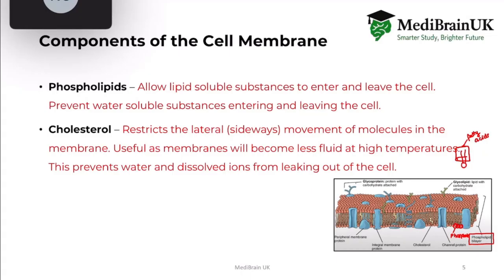Okay, so those are two important components of your cell membrane, the phospholipids and your cholesterol. The phospholipids are your lipid-soluble substances that will allow anything that is lipid-soluble to move across the membrane. It won't allow water to move across the membrane. Your cholesterol will restrict your lateral movement, ensuring that the membrane doesn't become leaky at high temperatures.